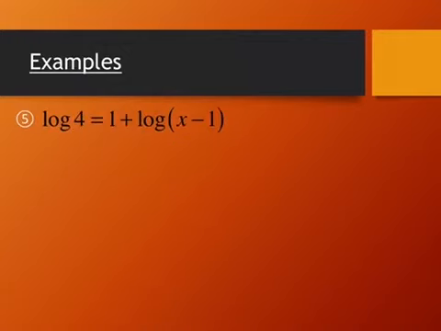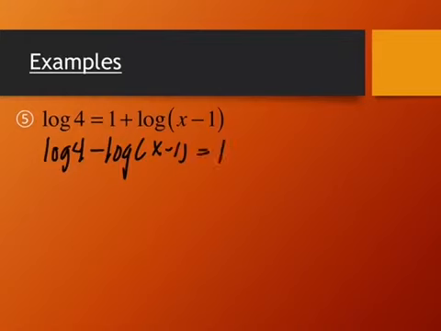All right, this one sort of feels like it's different because the logs are on the different sides of the equation. But again, the goal is to get the logs together and consolidated. So we're going to move the log of x minus 1 over to the left. So I've got log of 4 minus log of x minus 1 equals 1. Now I can consolidate each of these. This is log, and it's 4 over x minus 1. Remember, because it's subtraction, we're using division. All right, and this equals 1.